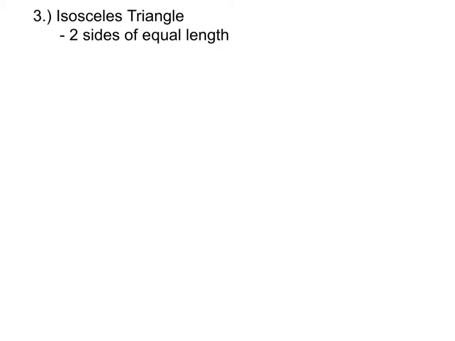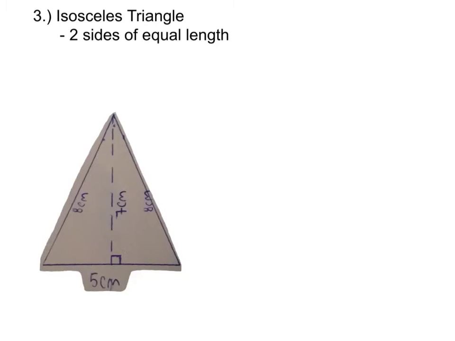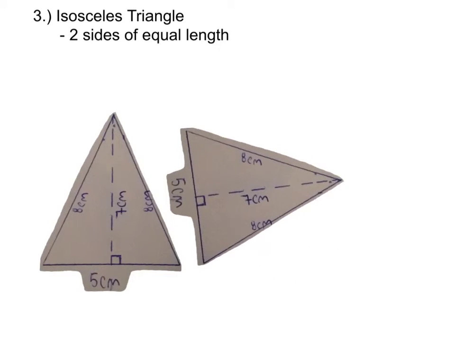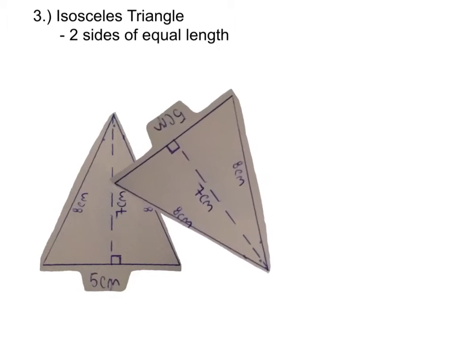Now we'll take a look at a third type of triangle, which is called an isosceles triangle. An isosceles triangle has two sides of equal length. Here's an example of an isosceles triangle. Two sides are of equal length. Notice that 8 centimeters is equal to 8 centimeters, so that fits that description. Again, we're going to copy that isosceles triangle and duplicate it. After this triangle was duplicated, we're going to rotate it as follows. We're going to line it up.